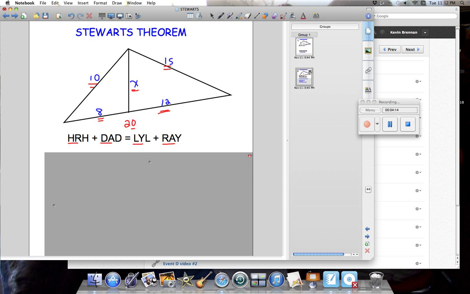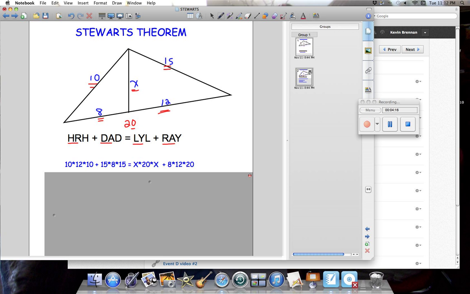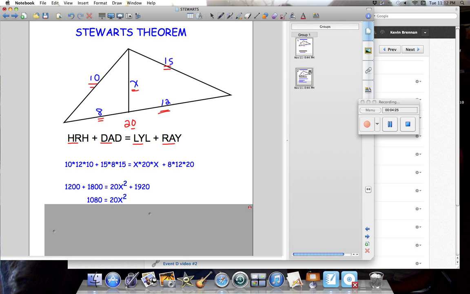It's better than other ones I've seen, trust me. So there's the product of the numbers, the asterisks represent product. And just run through the arithmetic: multiply, combine similar terms, divide, and square root and simplify. And that's the length of the Cevian segment. Stewart's Theorem, hardly ever seen.